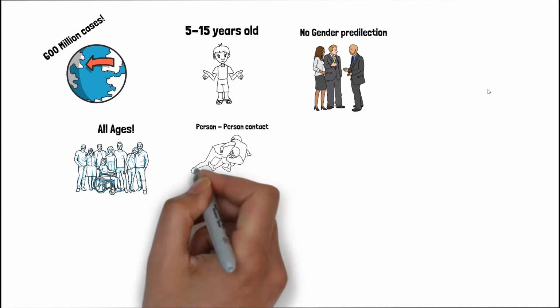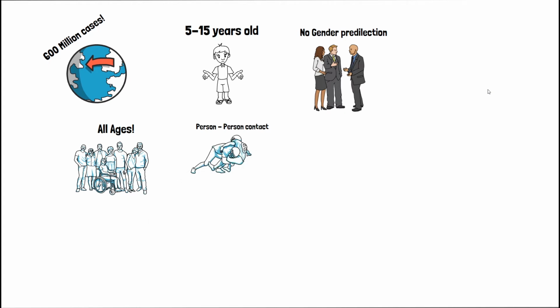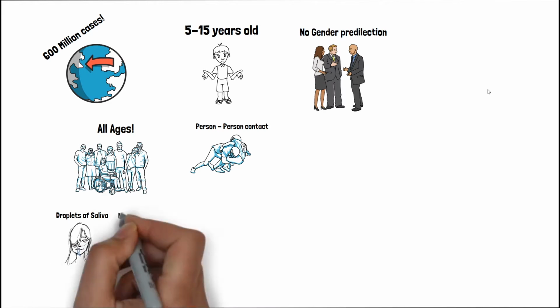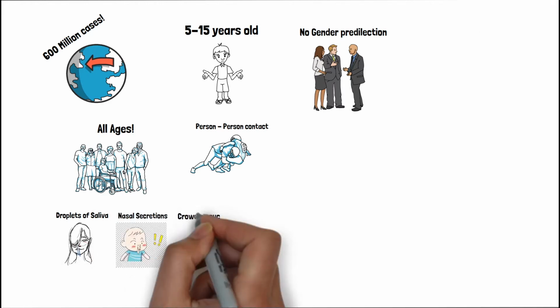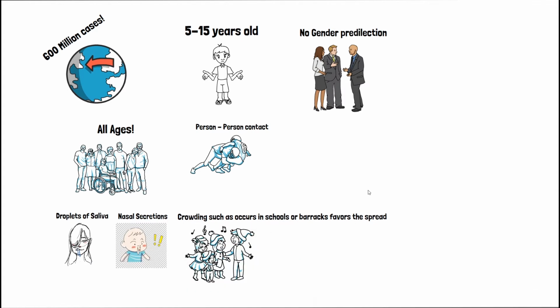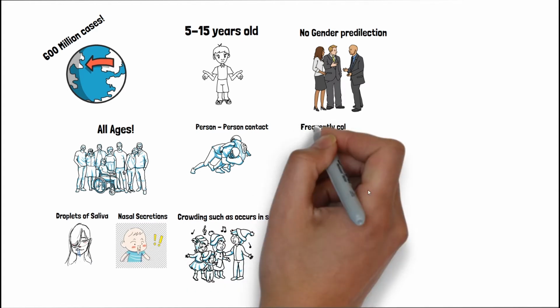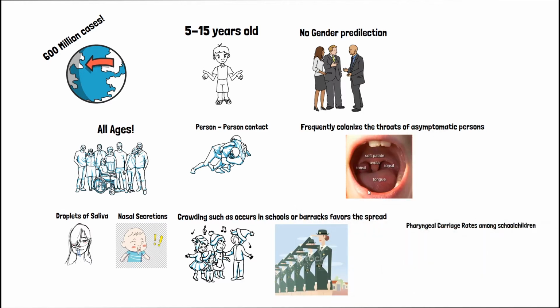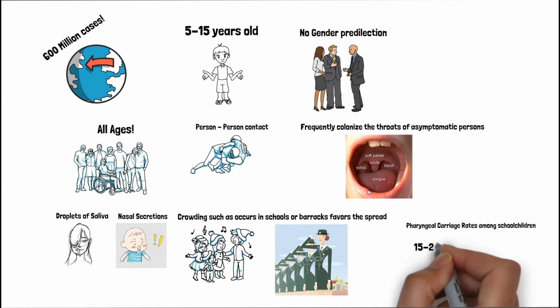It primarily occurs by direct person-to-person contact, most likely via droplets of saliva or nasal secretions. Crowding, such as occurs in schools or barracks, actually favors the spread of the organism. Strep frequently colonizes the throats of asymptomatic persons. The pharyngeal carriage rates among normal school children can be as high as 15 to 20%.